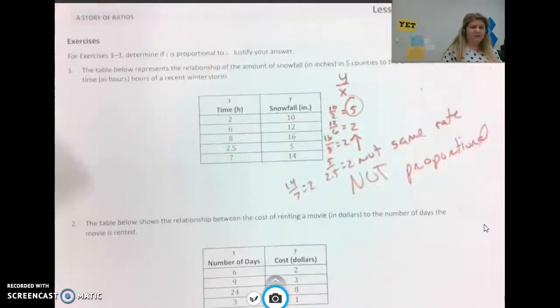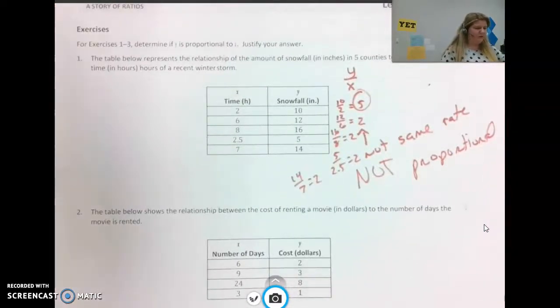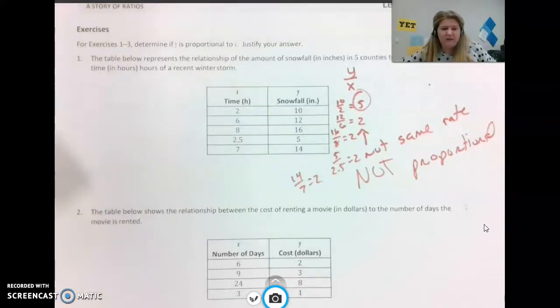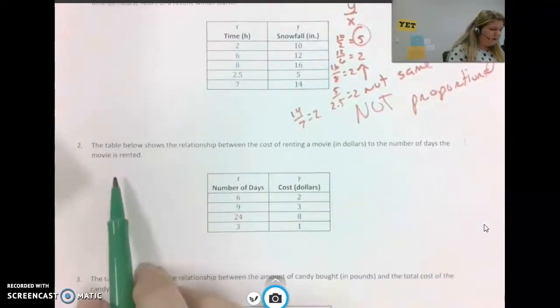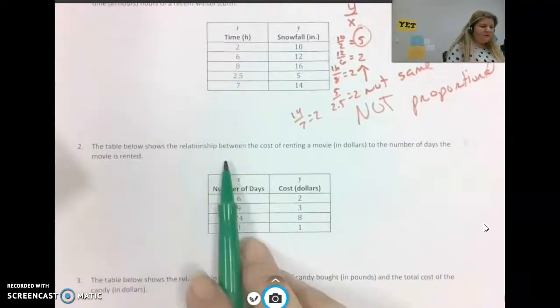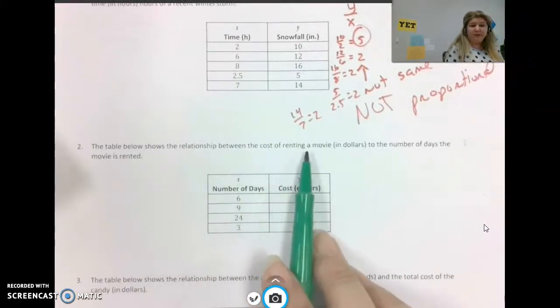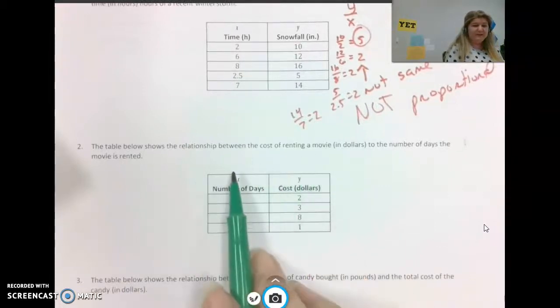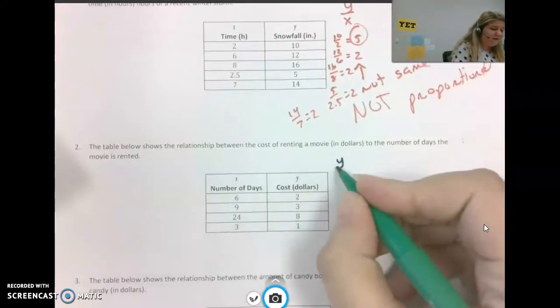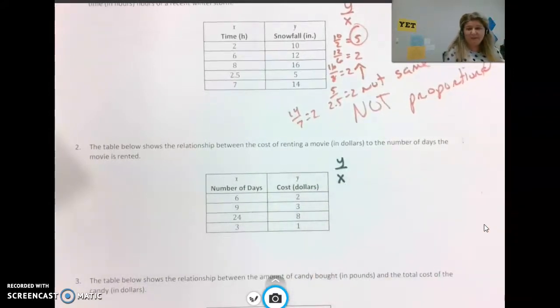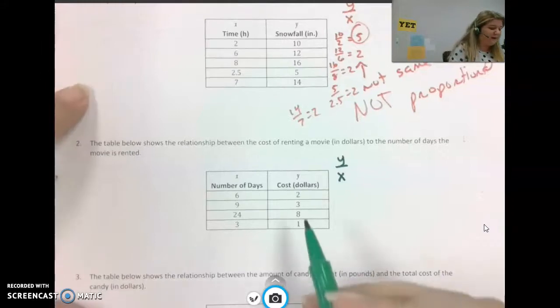All right. Moving on to number 2. Let's change colors. We'll do some green. We'll have red and green on this page. The table below shows the relationship between the cost of renting a movie to the number of days the movie is rented. Okay, so this is still somewhat relevant with the red box. We used to have stores that you would go to and pick out movies. They were called Blockbuster. Google that.